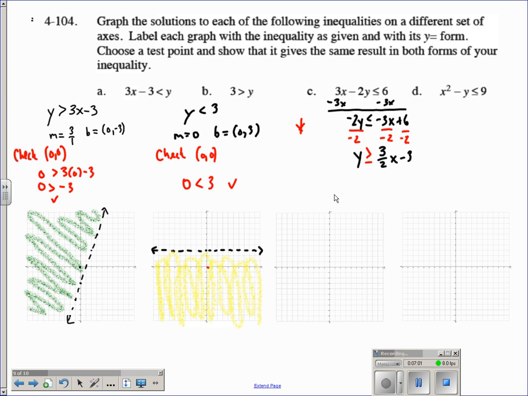Let's go ahead here and plot our y-intercept, down 1, 2, 3. And we're going to do rise 3, but run 2 this time. Rise 1, 2, 3, run 1, 2. Or down 1, 2, 3, back 1, 2. It's got the positive slope we're looking for. Let's graph the line.